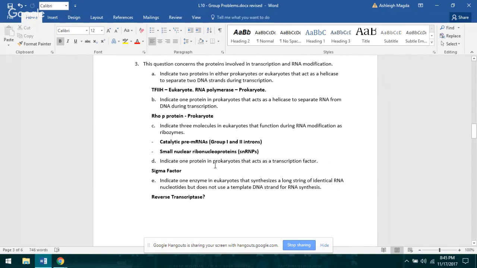Okay, and then D, indicate one protein in prokaryotes that acts as a transcription factor, and we got sigma factor.